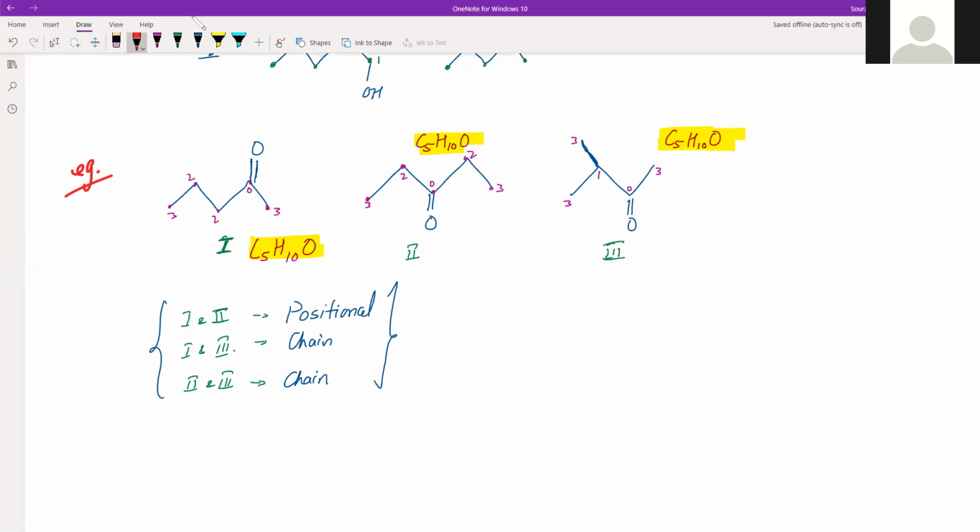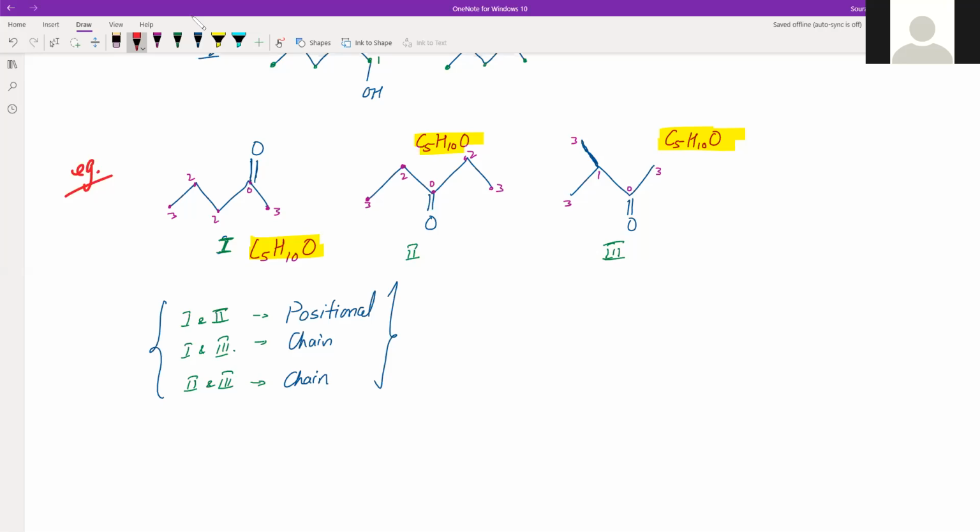Remember, the first priority is given to chain. If there is a difference in chain, then it will be a chain isomer. Because if you see second and third, or first and third, the chain length is different, right? And in first and third, position is the same, but in second and third, even the position of the functional group is different. But still, we don't say that it is chain isomer and positional isomer.